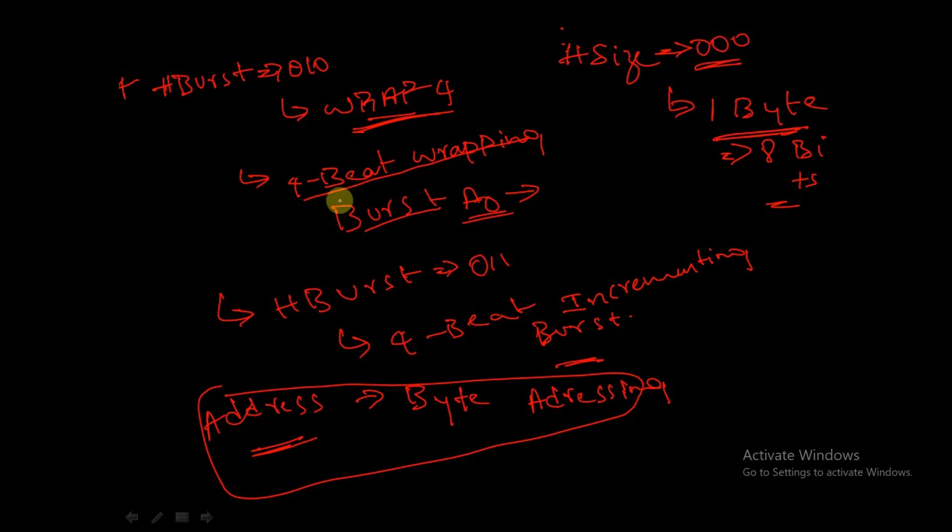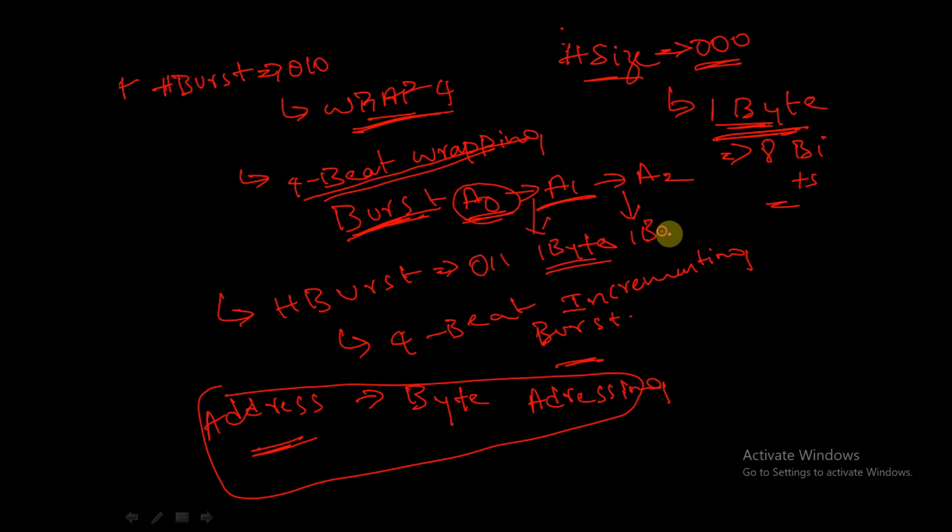So in case of 4-beat wrapping burst, if the initial address is A0, then the next address will be A1. That is, the address will increment by 1 byte since the size is 1 byte, and it will next increment to A2 since the size is 1 byte, and if the wrapping boundary is reached, then it will go to A0.